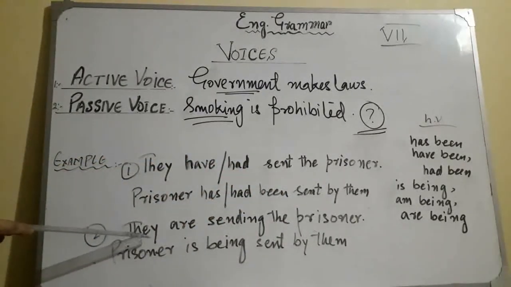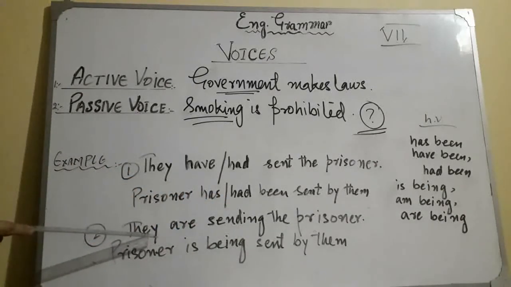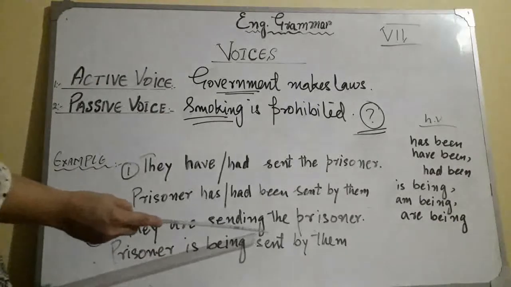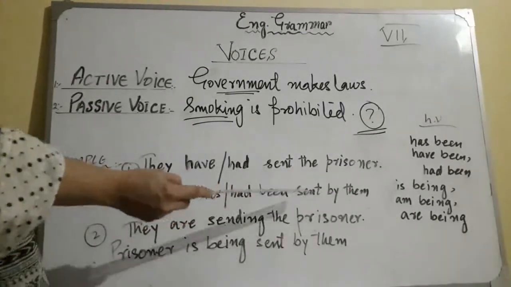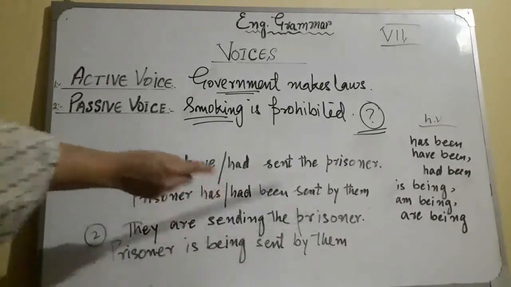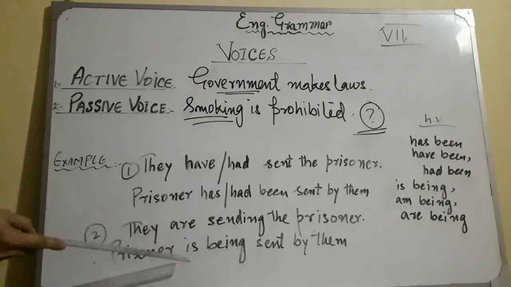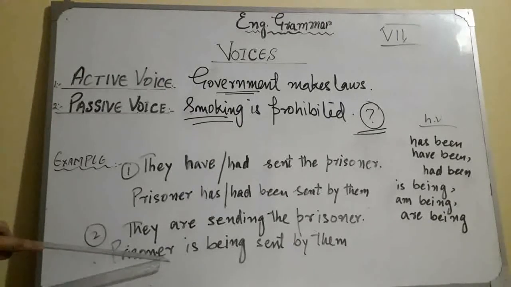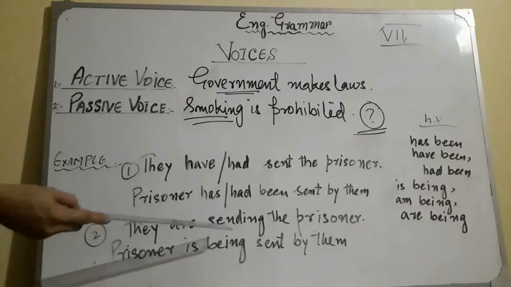Suppose the sentence is they are sending the prisoner. This is our subject. Are means it is present and sending means it is present continuous, and this is our object. How does it come in the passive? The object will come in the beginning, prisoner. Then for the present tense we will use the present tense helping verb is because it is singular. That's why instead of are we will use is.